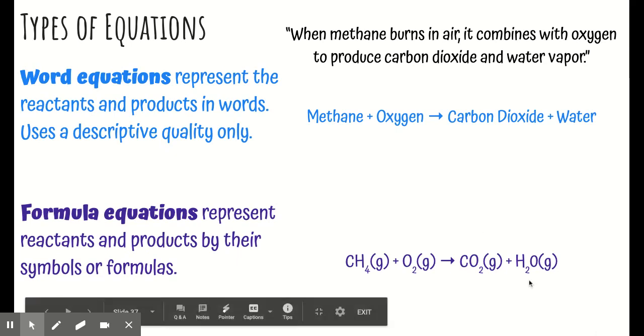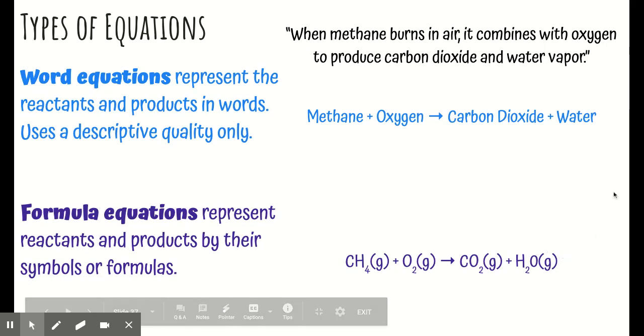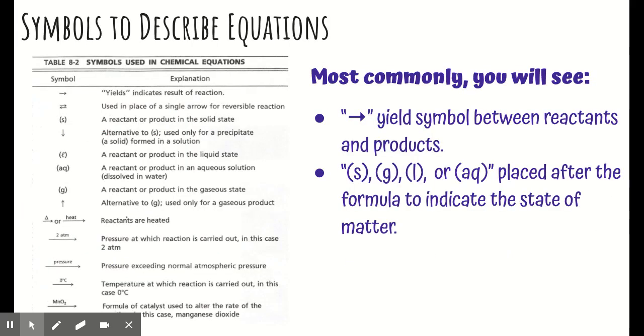So if it's asked for, you want to put in these abbreviations that show what state that atom is in, or that molecule. So here's some symbols that can describe those equations. So most commonly you will see or be asked to use the yield symbol. Obviously that's going to be in any chemical equation. And then your symbols that indicate the state of matter. So these will be pretty common over here. So solid, gas, liquid, or aq for aqueous. That means that something is dissolved in water.